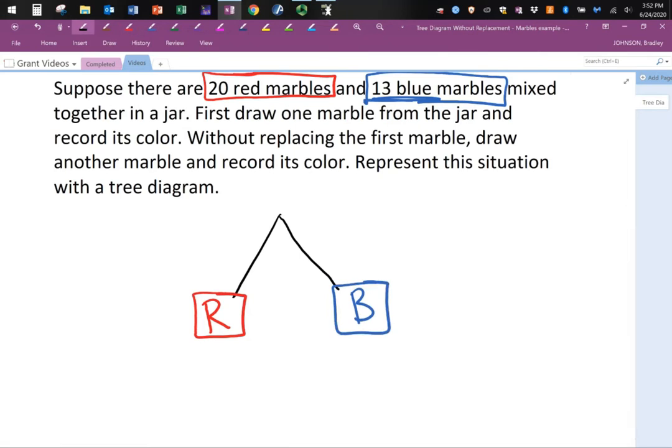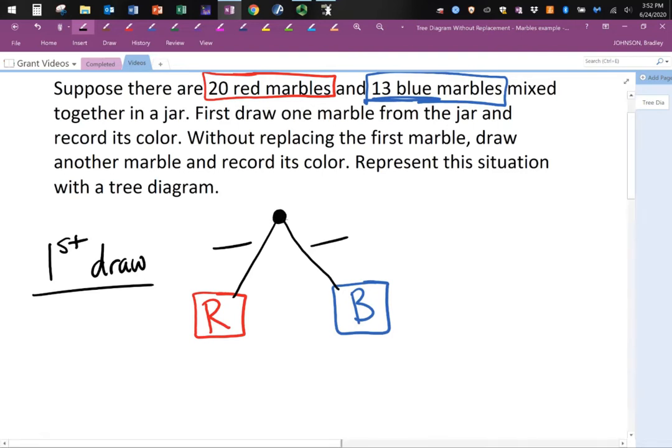Now this first branching is all about the first draw. What I'm going to do is put the probabilities of drawing that first marble along the branch. Which is why it's called a tree. They're like tree branches. Right here is our starting point, and you're either going to pick a blue marble or you're going to pick a red marble.